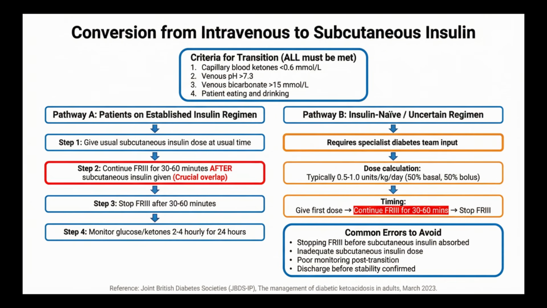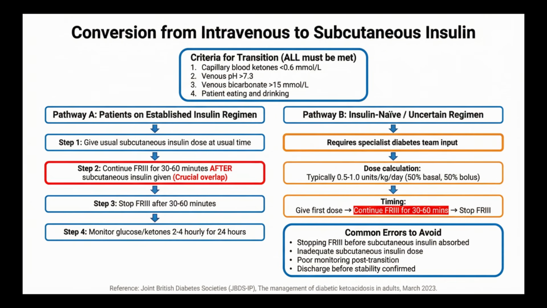Pathway A. Patient already on an insulin regimen. Give the usual subcutaneous insulin dose at the usual time. Then remember the most important exam rule. Continue the fixed-rate intravenous insulin infusion for 30 to 60 minutes after the subcutaneous dose. This overlap is crucial to prevent rebound ketosis and recurrent DKA. After that, stop the intravenous insulin and monitor glucose and ketones every 2 to 4 hours for the next 24 hours.